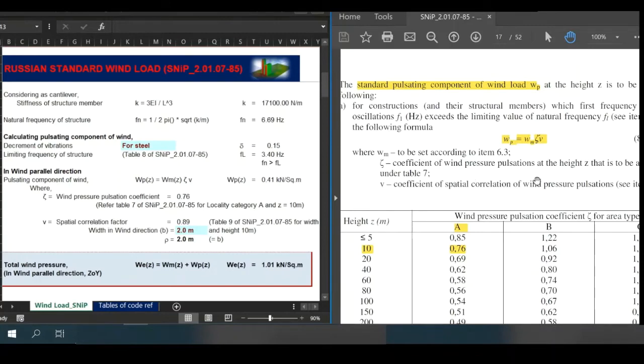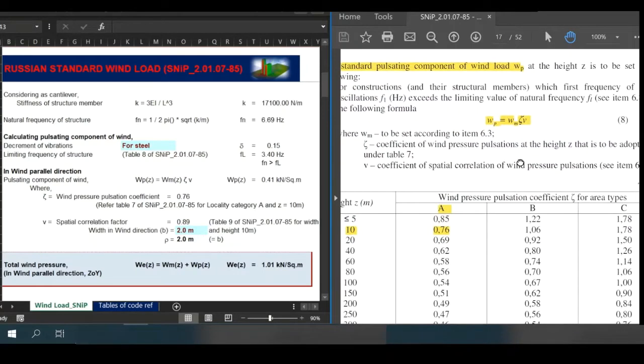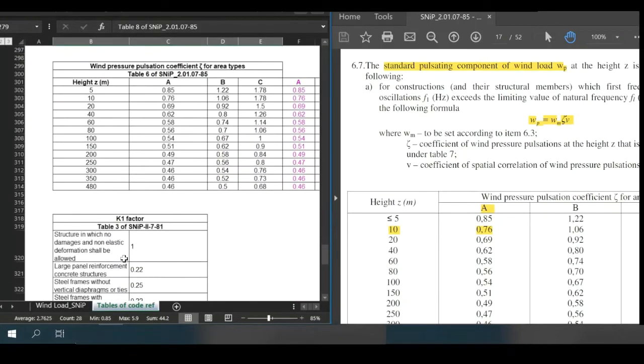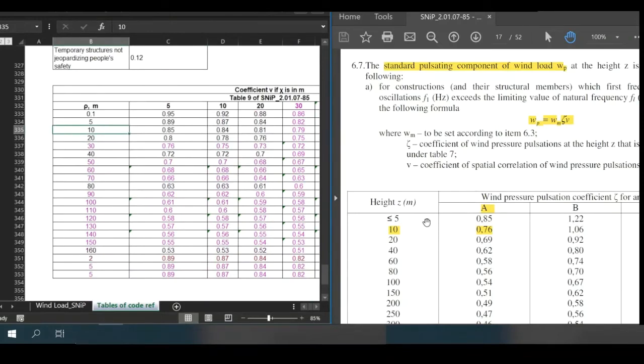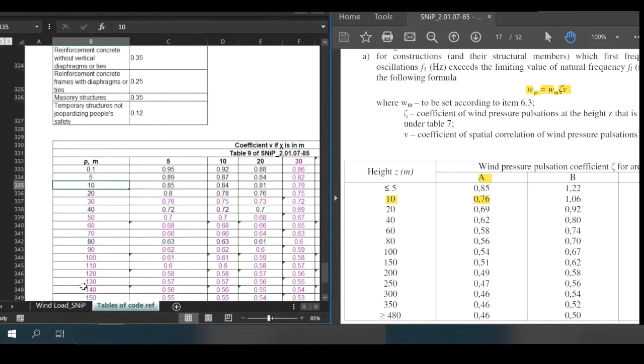For the coefficient of wind pressure pulsating at the height z that is adopted, we need to refer to table 7. So this is table 7. For locality category A and height of the structure 10 meter, the value is 0.76. So this is considered here. This value had arrived by using this table format here. The zeta value varies because the heights given in the standard are 10 meter, 20 meter, and between 20 and 40 meter there are 10-meter gaps, and also some certain gaps. So this table is converted here based upon the interpolation process, and thus we are finding this zeta value.